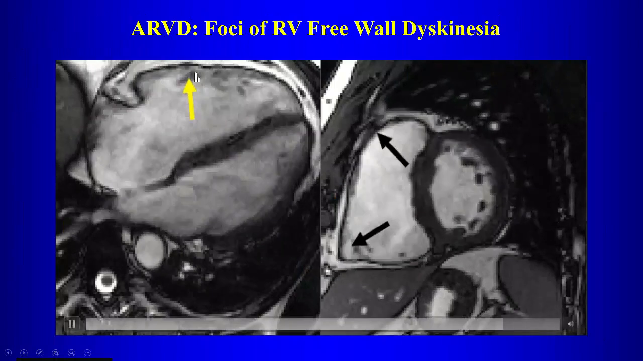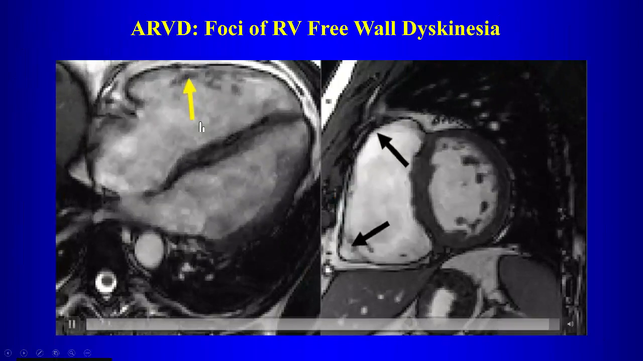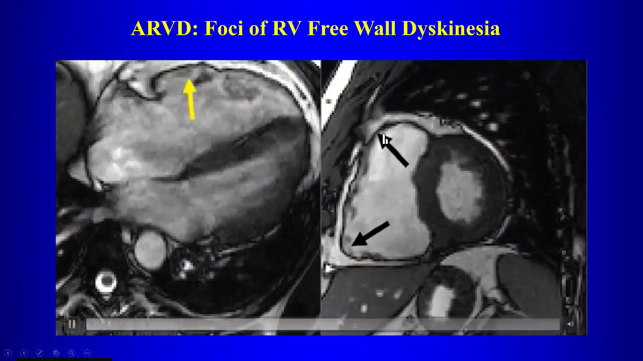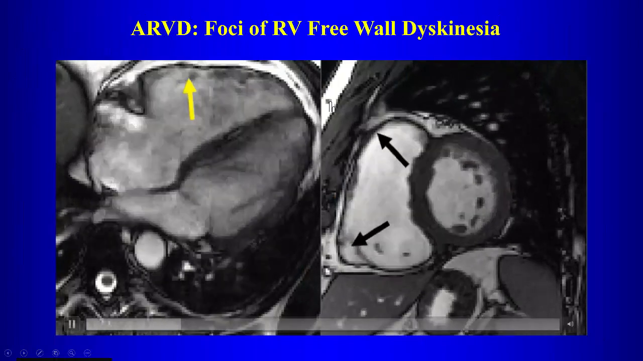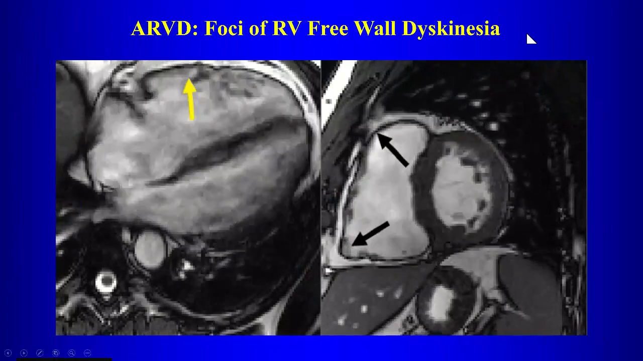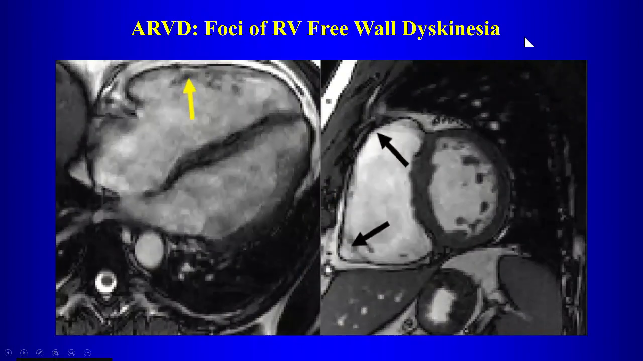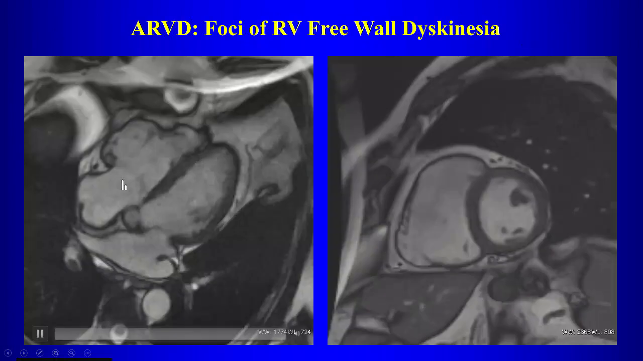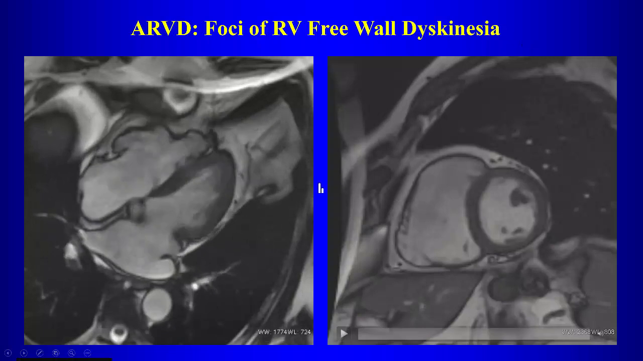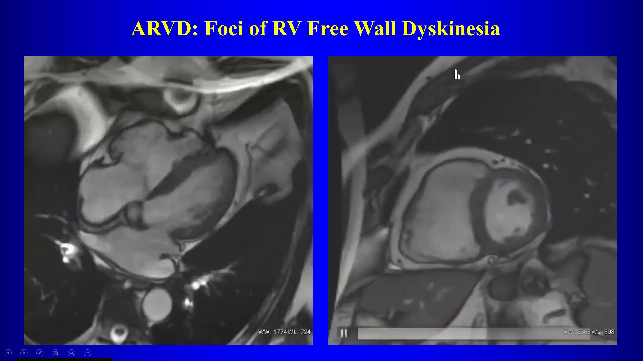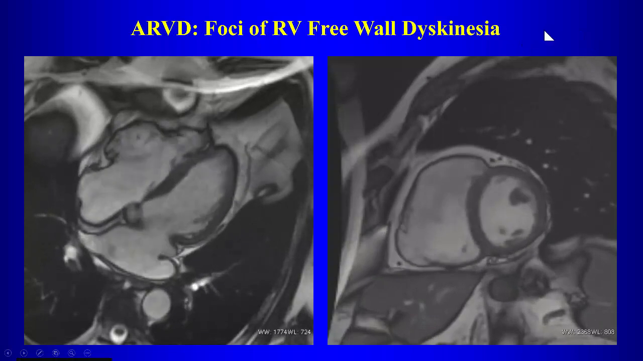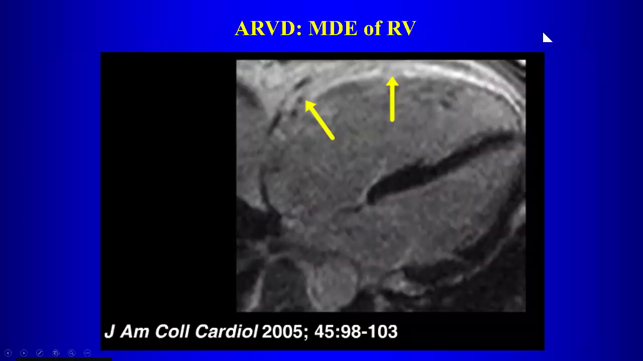Dyskinesia along the outflow tract, dilatation of the right ventricle with dyskinesia of the outflow tract. Right. That's what we look for in cases of ARVD. And then, as I've said, this particular appearance, this crinkling here, is very characteristic of ARVD if we see that. And then you might also have some enhancement along the free wall of the right ventricle. Not a major criterion. Okay, those other things that we discussed are the major criteria.